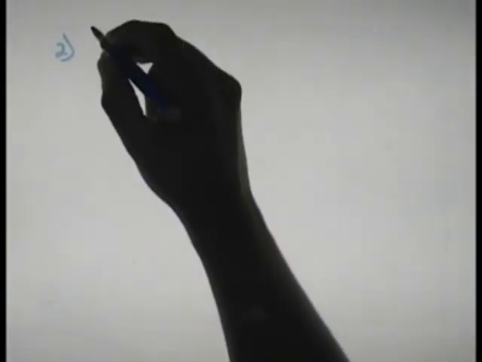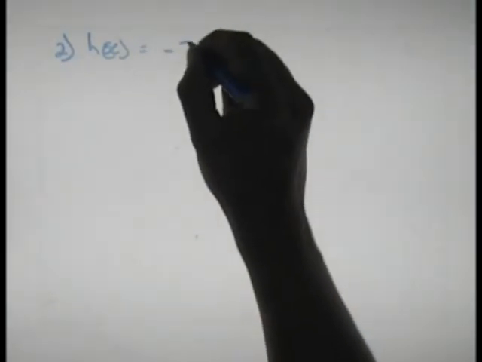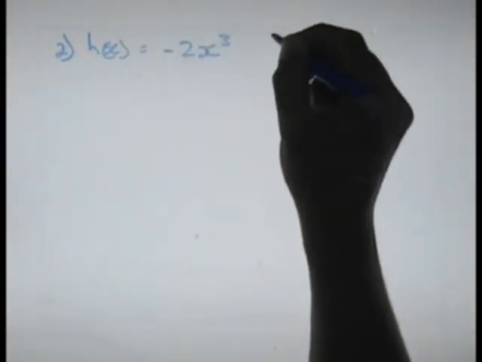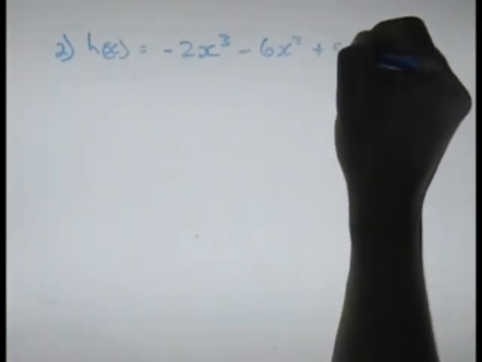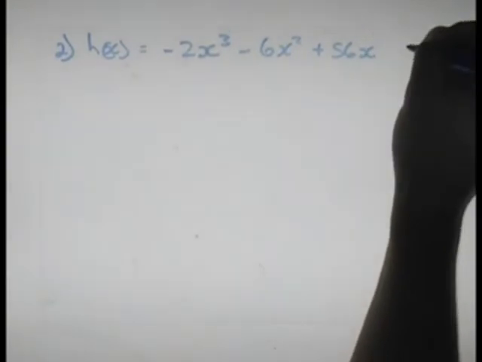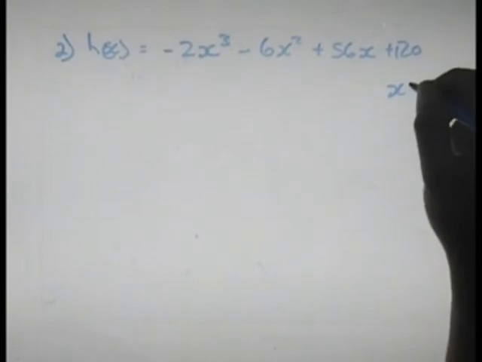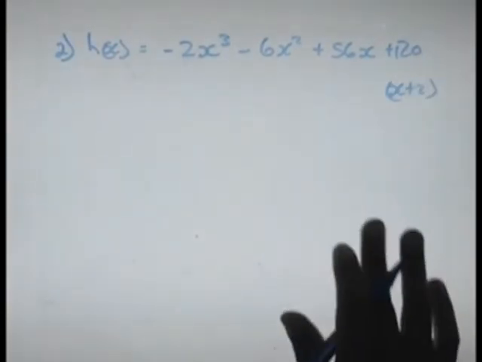The second one I gave you to do was h of x is equal to negative 2x cubed minus 6x squared plus 56x plus 120, and I also told you that x plus 2 is a factor.